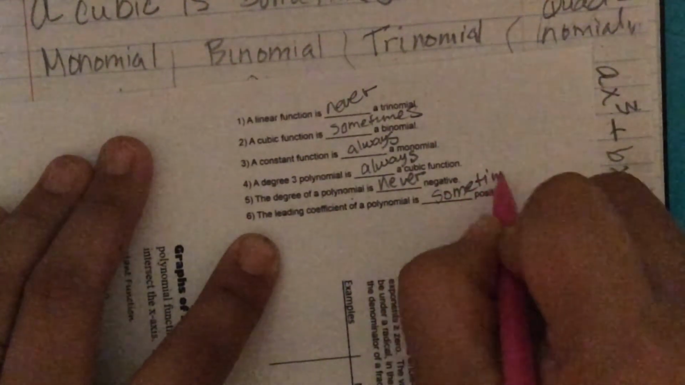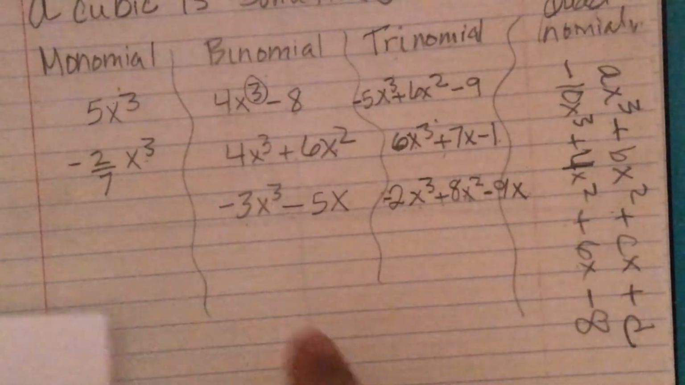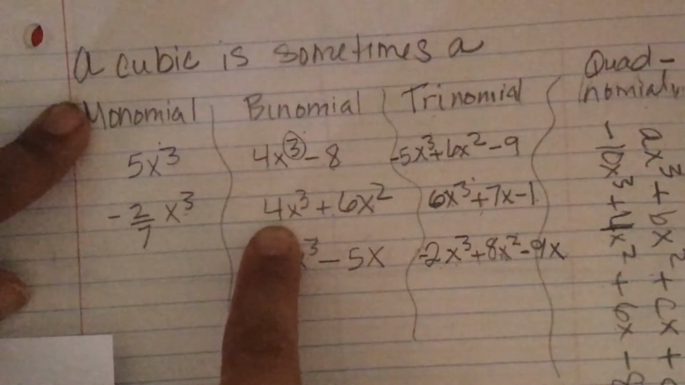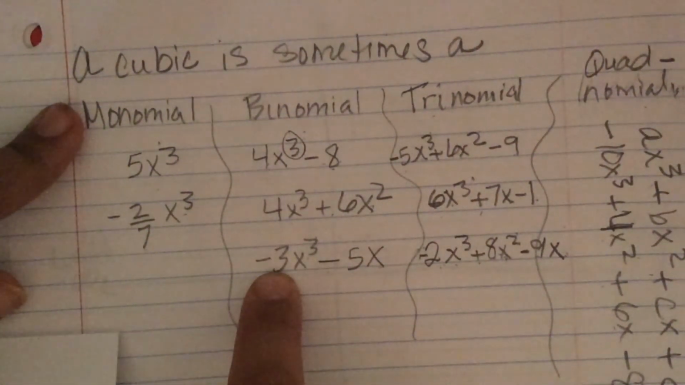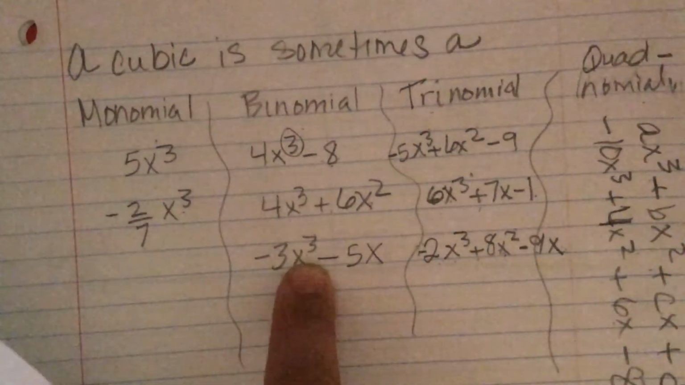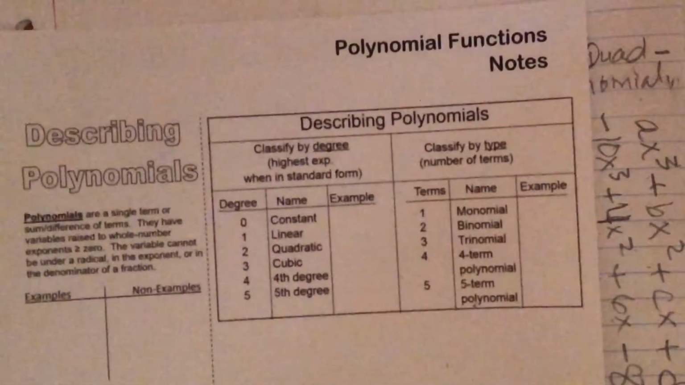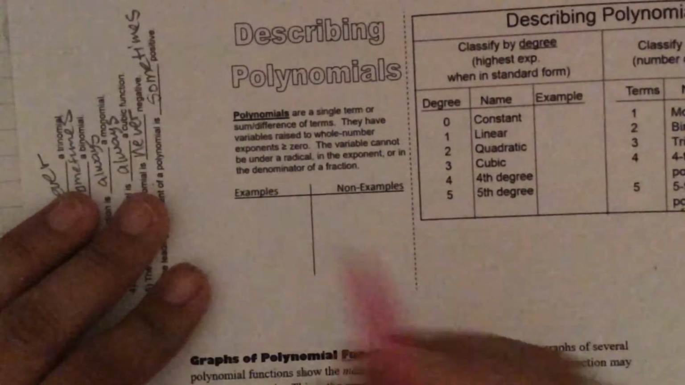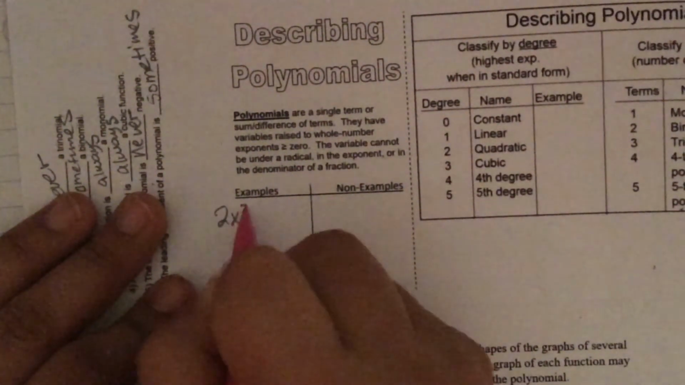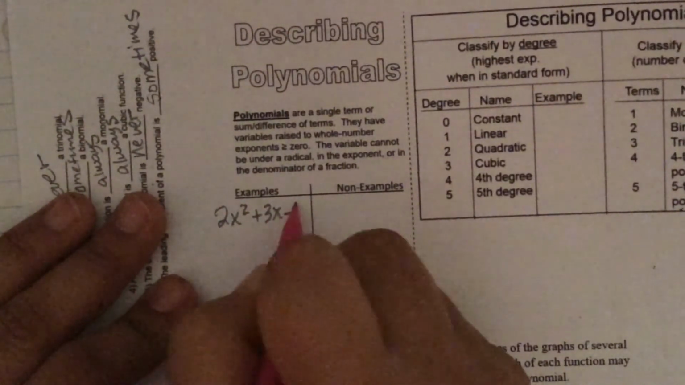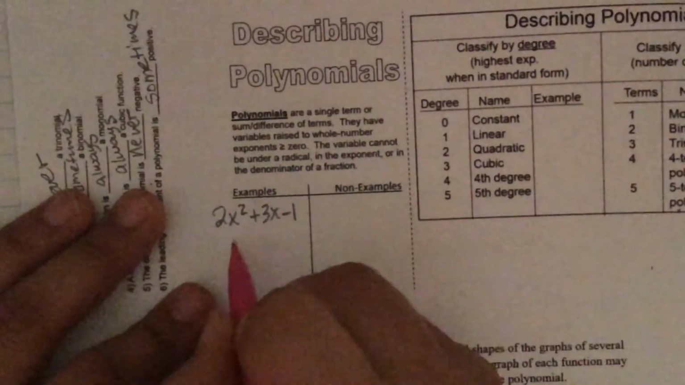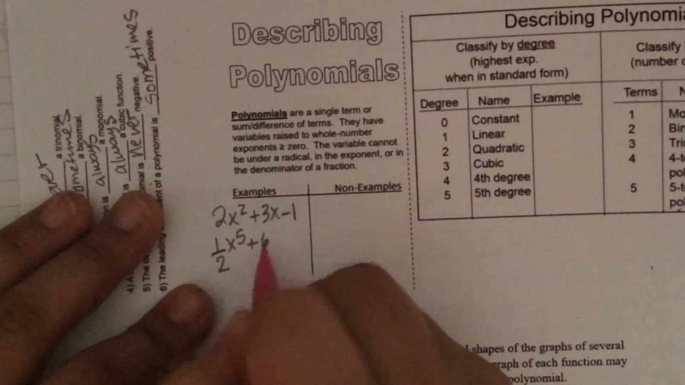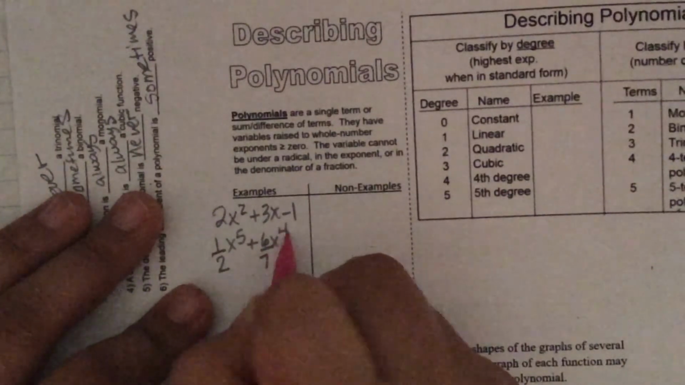For example, the leading coefficient of this binomial that's a cubic is 4, and it could sometimes be negative, like in negative 3x cubed minus 5x. Okay, so what are some examples of polynomials? Well, I gave you a whole bunch. I'm just going to put 2x squared plus 3x minus 1. You can have fractions like 1/2 x to the 5th minus 6/7 x to the 4th.